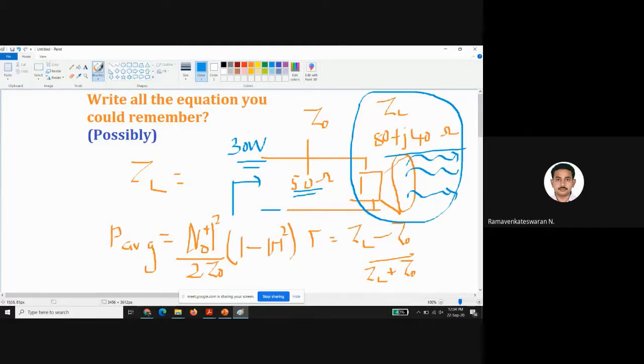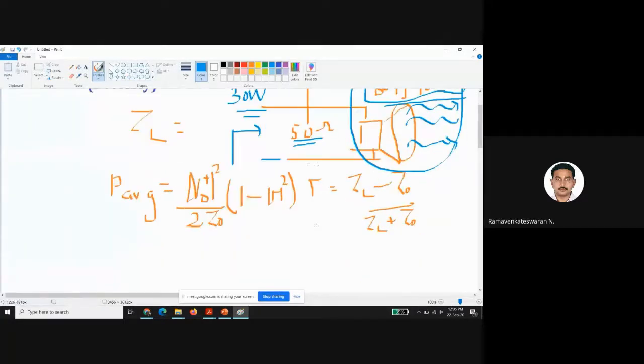The impedances are different. This is 80 plus j40, this is 50 ohms. There is an impedance mismatch. I always use the analogy of water. Water is flowing, the 30 watts of power is flowing. If there is a disturbance like a stone or some kind of block, definitely it's going to reflect. All the power may not reach space. So what is the reflected power? I can use this gamma, the reflection.